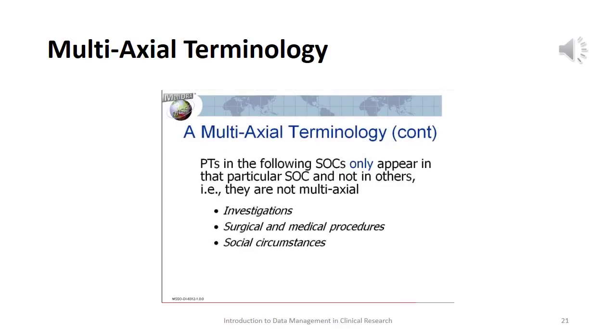There are going to be some preferred terms that only appear in one system organ class. We'll see these in the system organ classes of investigations, surgical and medical procedures, and social circumstances. So these are not considered multi-axial. If you go back to the earlier slide where we illustrated all 26 of the system organ classes, you'll see that the names highlighted in blue are examples of these preferred terms that only appear in those particular system organ classes.